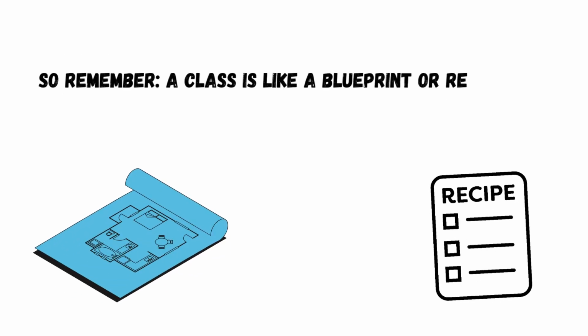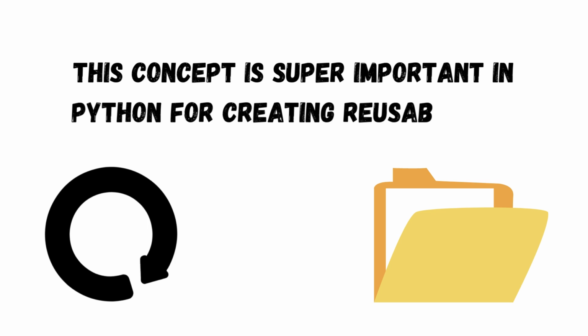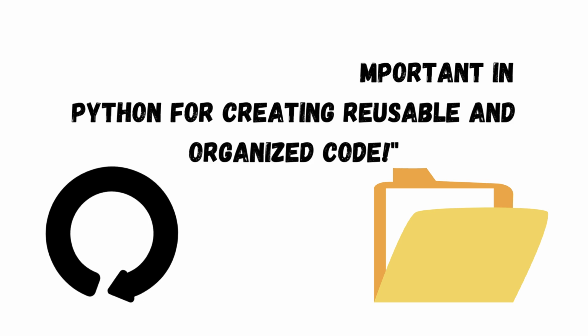So remember, a class is like a blueprint or recipe, and an object is the real-world thing built from it. This concept is super important in Python for creating reusable and organized code.